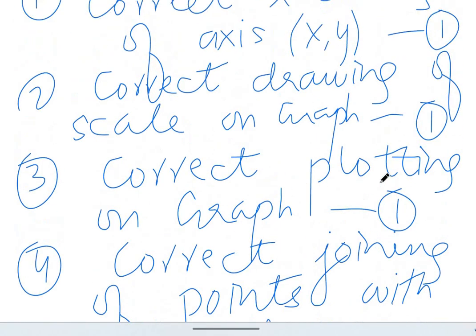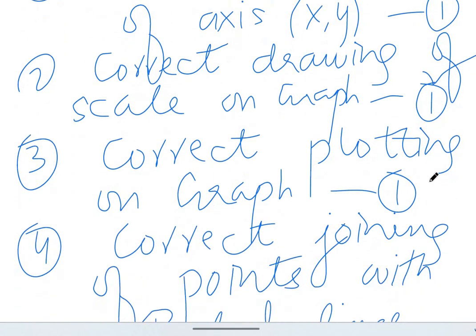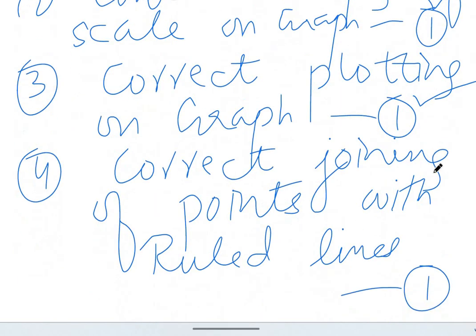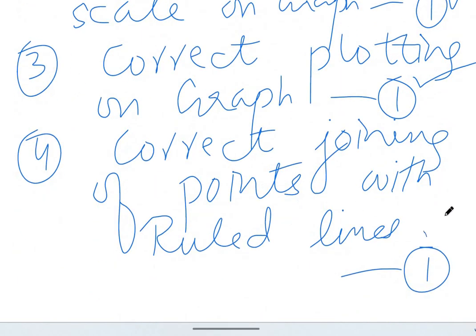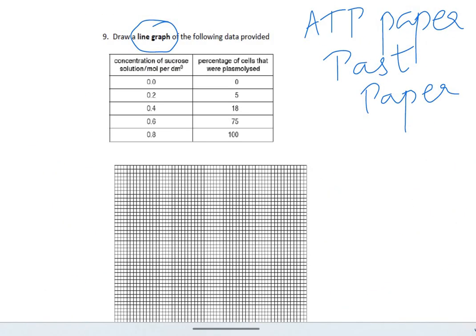So when we correctly label the axis, 1 mark is ensured. When we draw the correct scale, 2nd mark is ensured. When we do the correct plotting, 3rd mark is ensured. And when we correctly join the points, 4th mark is also ensured. Now let's solve this question.